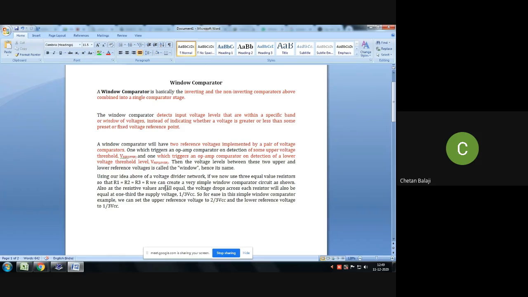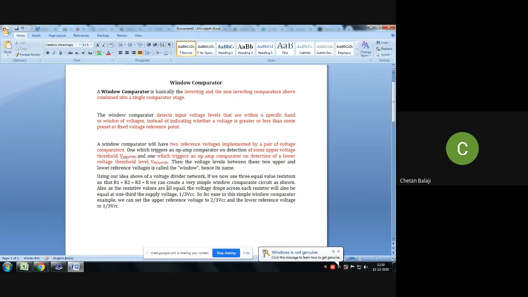A particular slab comes, it looks like a window, hence it is called a window comparator. I repeat, I'm taking an example, don't take it too literally. If the input voltage is less than 1.5, the output is 0. If the input voltage is greater than 3.3, the output is still 0. If the input is in between 1.3 and 3.3, the output will be 1. Simple. That is called the window.